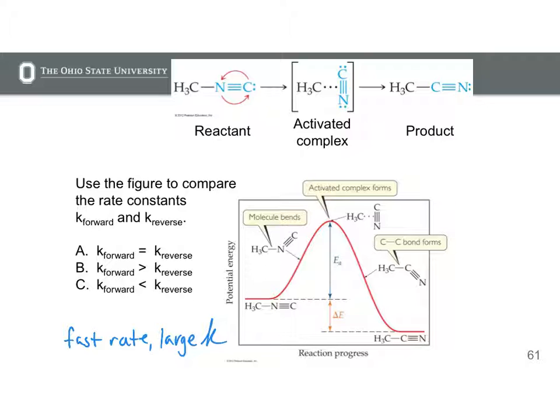So which K should be larger? Yes? K forward is larger than K reverse. Yes, I agree. So everyone see why? The rate for the reverse reaction going this way is going to be slower, because we have the larger activation energy to overcome. Cool.